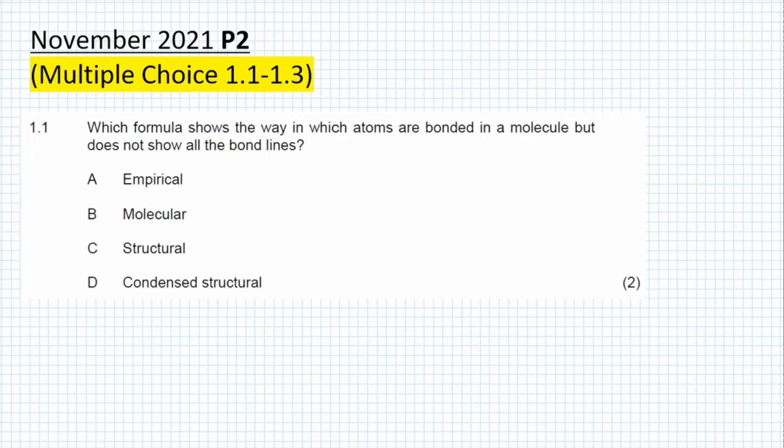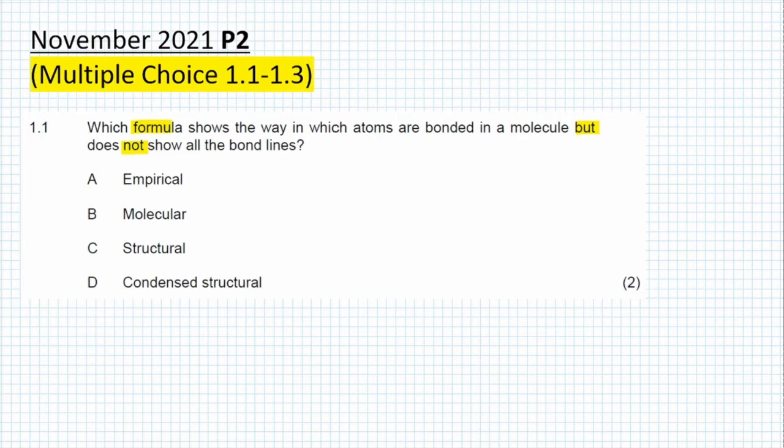Question number 1.1 says, which formula shows the way in which atoms are bonded in a molecule but does not show all the bond lines? Is it the empirical formula, molecular formula, structural formula, or condensed structural formula?